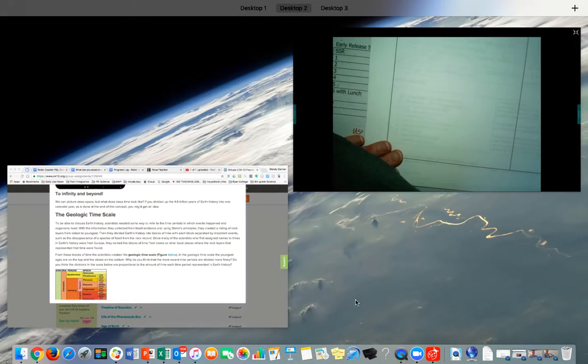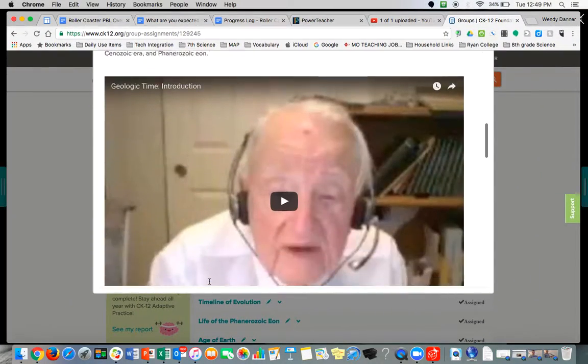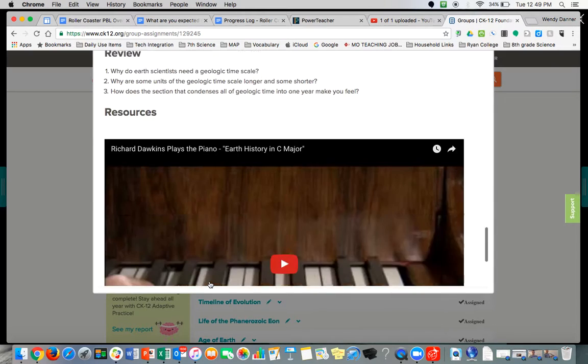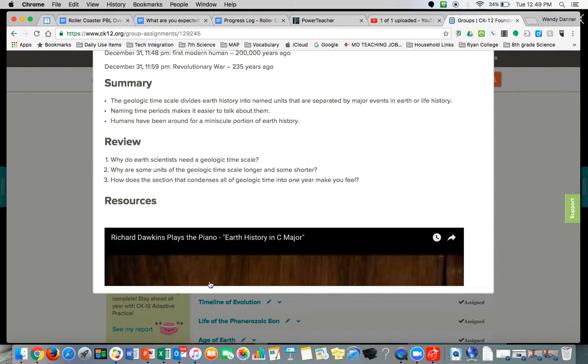Okay, then if I turn this over on the back, there's more room there. So I'm going to go back to here. Okay, and if you look down here past that part, so I'd write down the summary. Okay, 1, 2, 3. Okay, and then I would write review questions. So why do earth scientists need a geologic timescale? Well, why do they? They need a timescale.